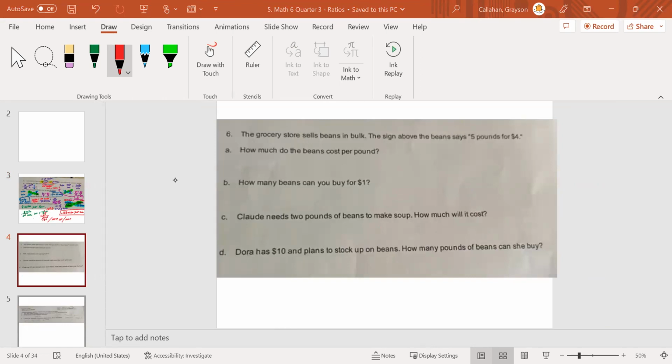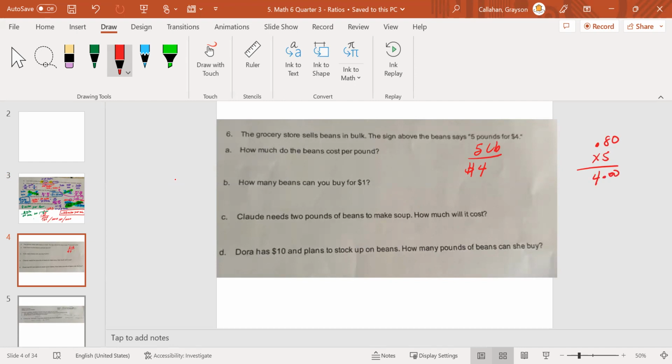All right, so then let's take a look at number 60, okay? The grocery store sells beans in bulk. The sign above the bean says 5 pounds for $4. So here we go, 5 pounds for $4, right? So 1 pound, I think, is a little bit under like $1 because $4 for 4 pounds will be $1 per pound, right? If it's 5 pounds for $4, it's actually 80 cents. Okay, and why do I know it's 80 cents? Because if you do 80 times 5, it's gonna give you $4.